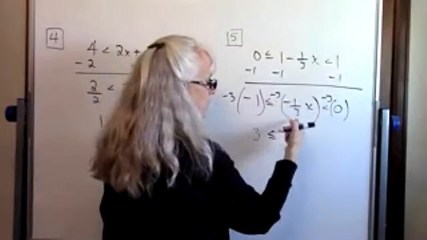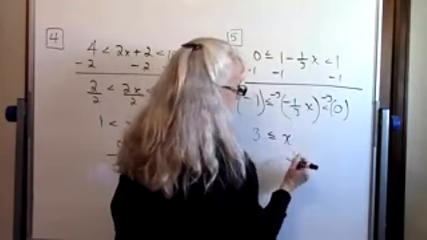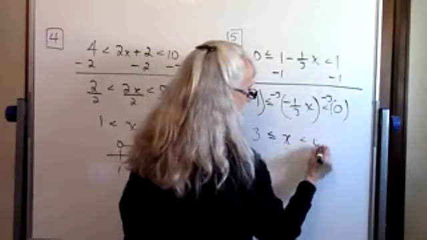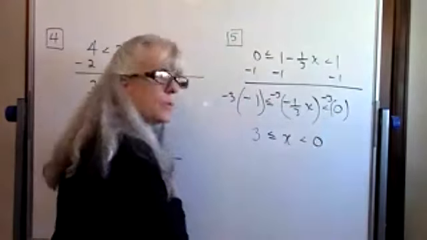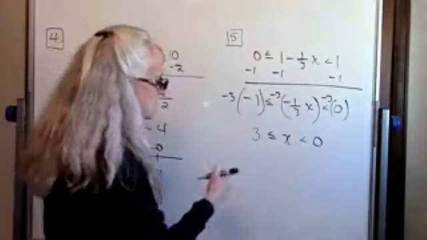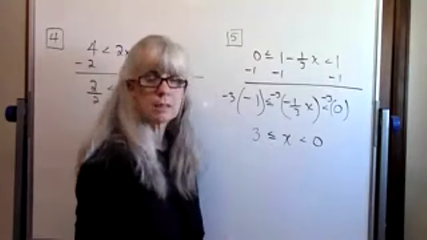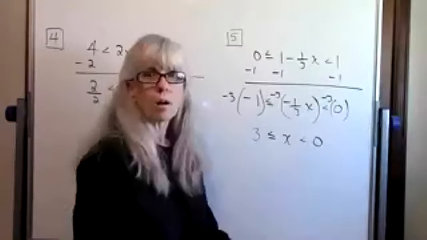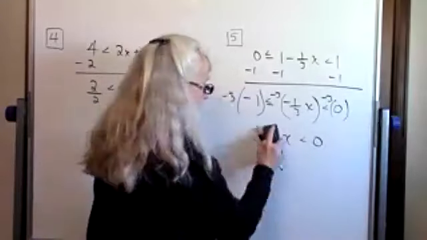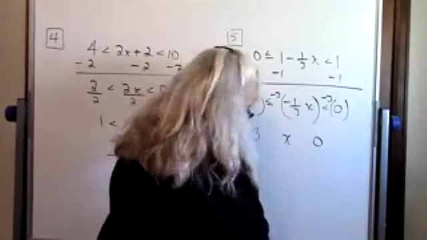In the middle, the negatives are going to cancel, and the 3's cancel, giving me just x. On the right side, I'm going to get a 0. -3 times 0 is 0. And when you look at this inequality statement, this is saying that 3 is less than 0. 3 is not less than 0. We know that's wrong.